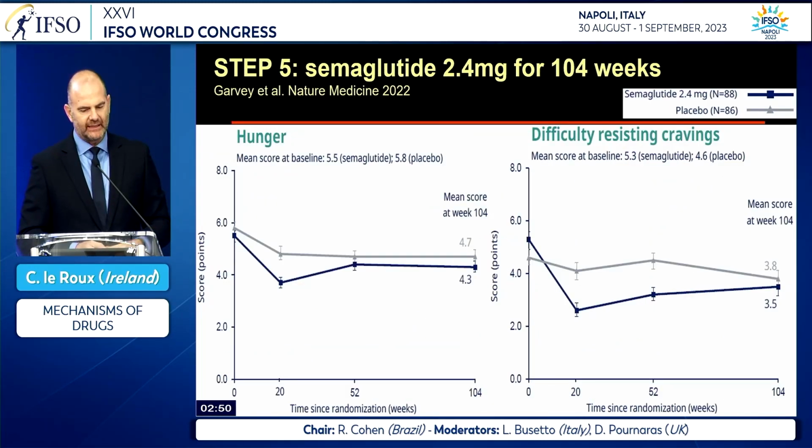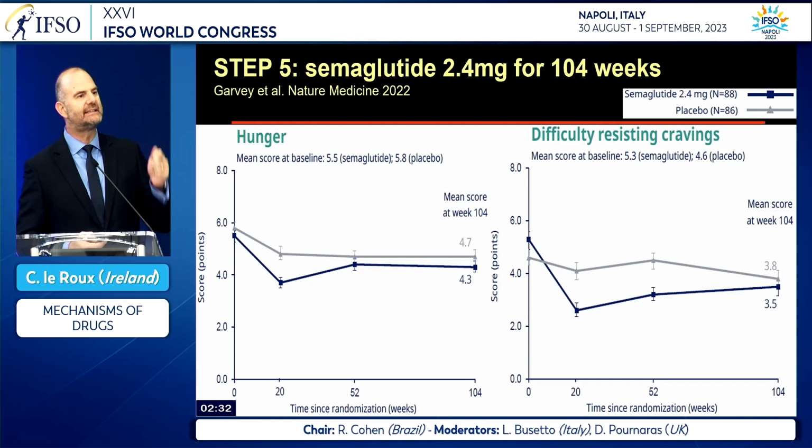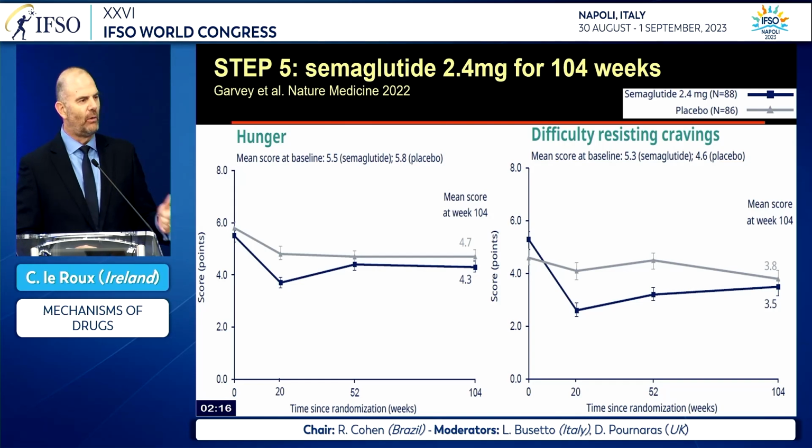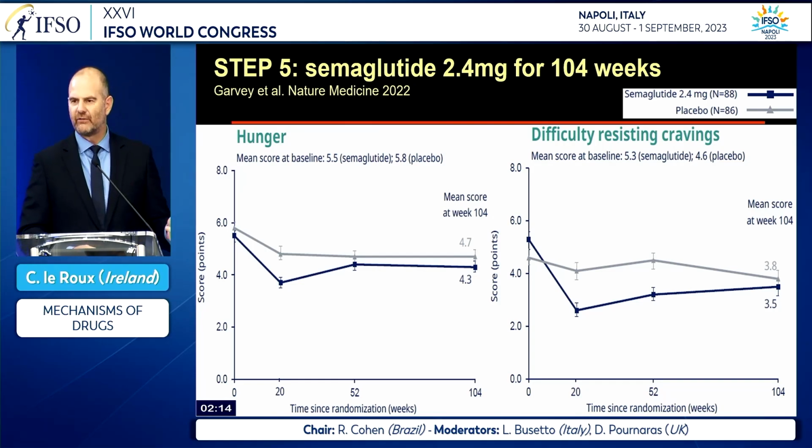Just to emphasize that, this is again the STEP 5 study with semaglutide. What you can see at 104 weeks when it comes to the hunger ratings as well as the difficulty in resisting craving ratings, there's no difference between the placebo group and the treatment group despite 16% weight loss. That is very reassuring to patients, because what you can say to patients is that these are true treatments for the disease of obesity. And we are not going to make you eat through a straw for the rest of your life or eat rabbit food that you don't like for the rest of your life.